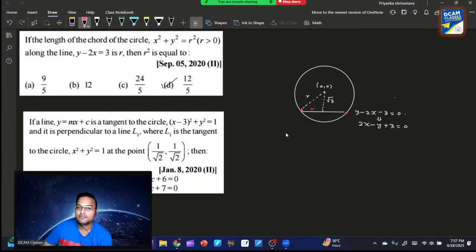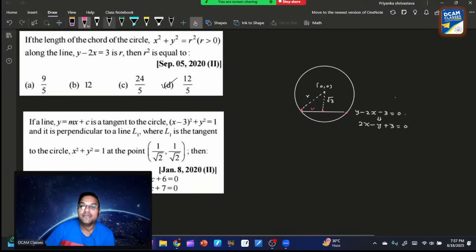Isn't it given in the question? If the length of the chord of the circle is r, then we could give the point of contact of that. No, where is it given? If the length of the chord of the circle... all the values are given, and after that it is written that it is r. Take L equals r.